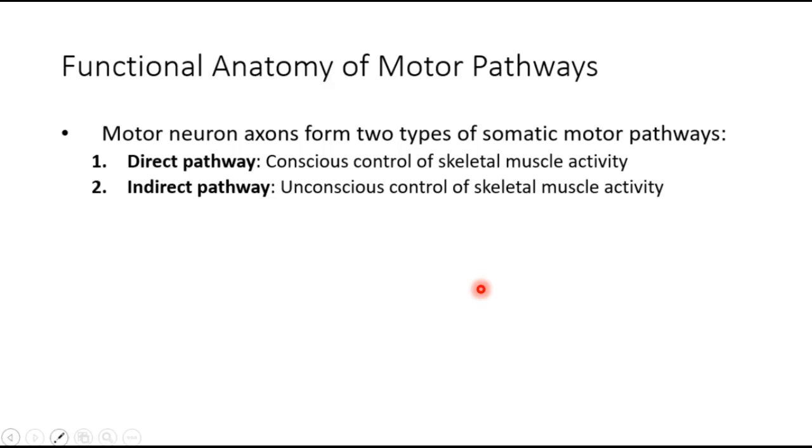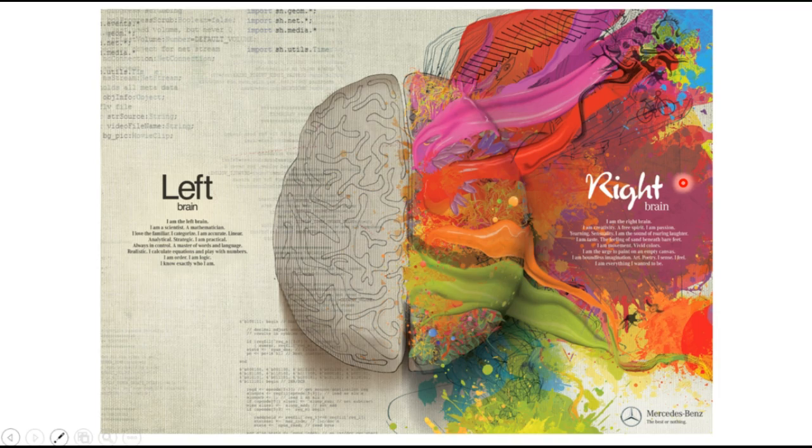So for most of these, if there's anything vague like this, direct and indirect pathways, just know the definition. I'm not going to focus too much on them, but you should know their definitions. Direct pathway is conscious control of skeletal muscle activity. Indirect pathway includes unconscious control of skeletal muscle activity. And that's it, just know those definitions. And that's actually where we stop.